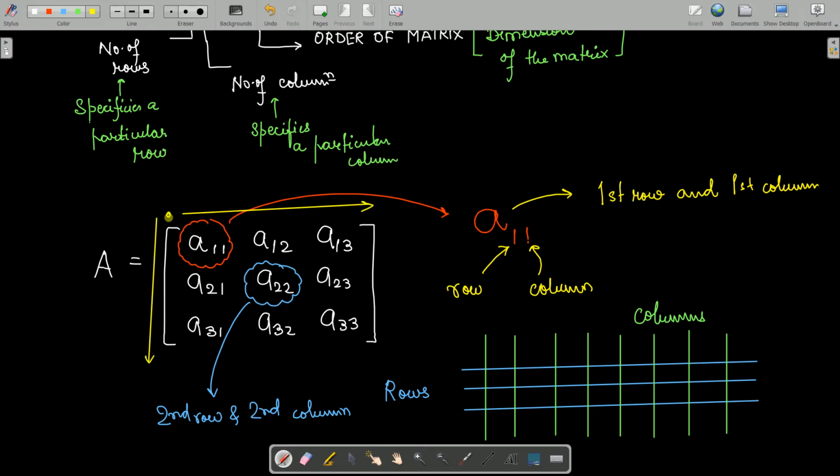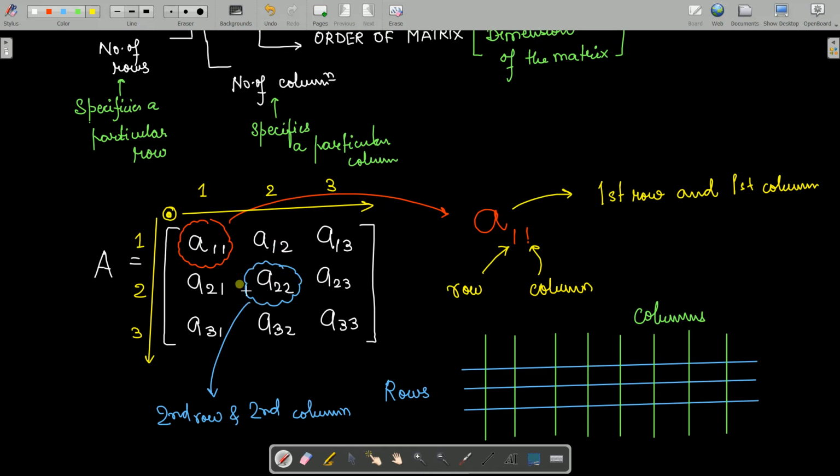Okay, so this is my origin point. I am starting from here and moving towards the right. So this is my first column. This is my second column. This is my third column. If I go like this, this is my first row. This is my second row, this horizontal line, and this is my third row. So if I select this one, I can say this is my second row and this is my second column.